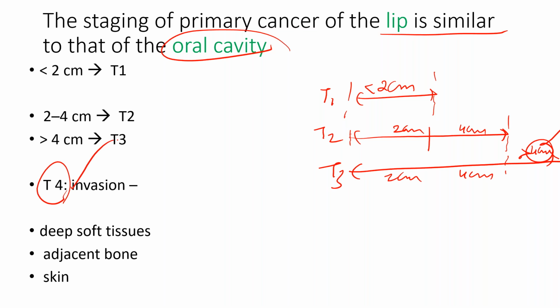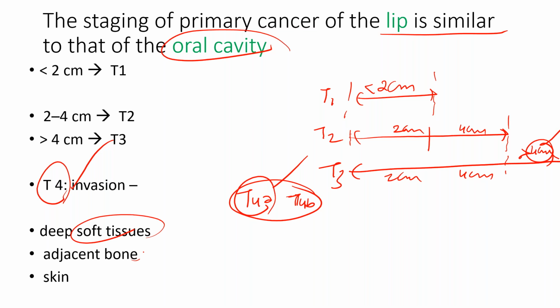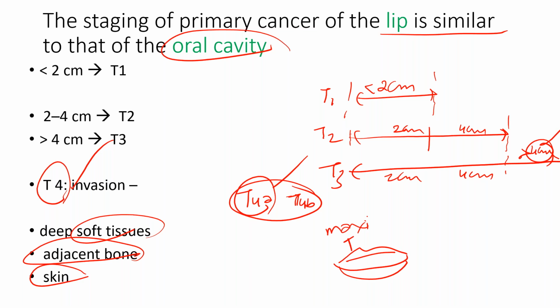And T4 has T4A and T4B, as we have already discussed. T4A is deep soft tissues, adjacent bone and skin. For example, the upper lip going into the maxilla is T4A, the lower lip going to the mandible is T4A. Adjacent skin involvement is also T4A.